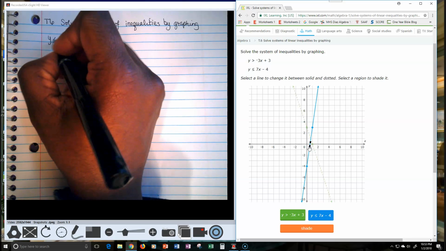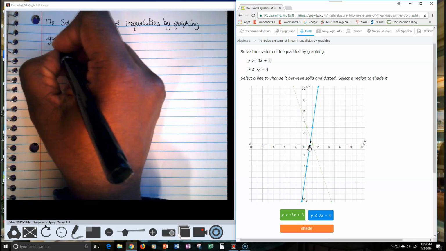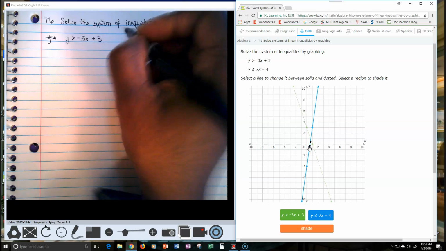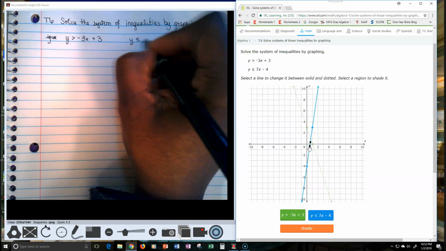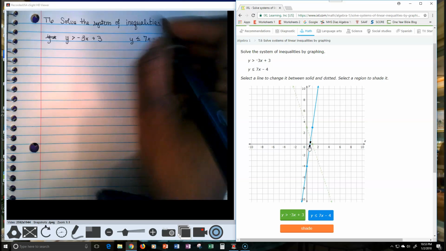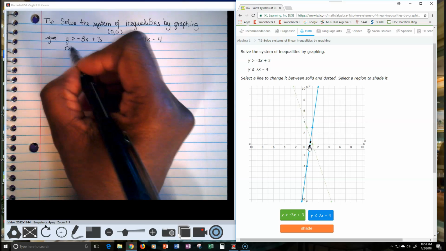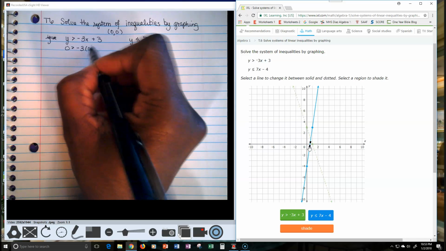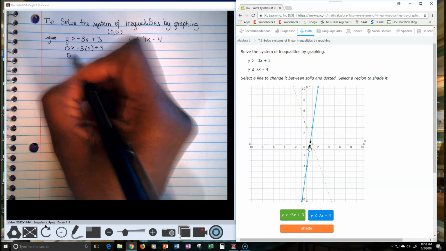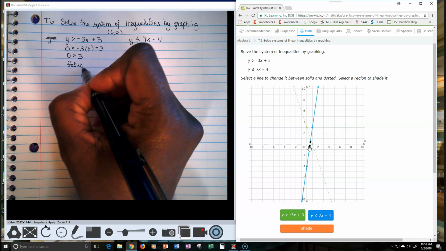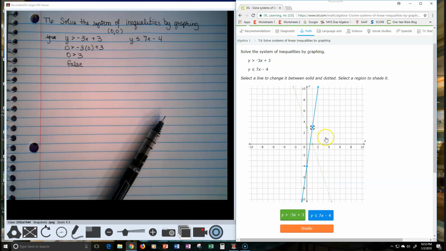And actually we could test both. So we're going to test y is greater than negative 3x plus 3, and we're going to test y is less than or equal to 7x minus 4. And we're going to test 0, 0. So 0 greater than negative 3 times 0 plus 3. 0 greater than 3, is that true? No, it's false. So we are not going to shade the area that includes 0, 0, and we were right about that. We said we're going to shade above the green line.